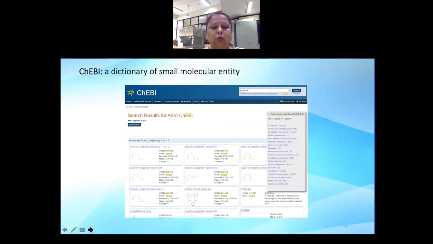Now, this is how ChEBI looks like. If you want to search for aspirin, it gives you the biological information about it for which aspirin is responsible. Like here it is given aspirin-triggered protectin D1, then here it gives you aspirin-triggered resolvin D2. So whatever biological information you want about aspirin, it is showing you.